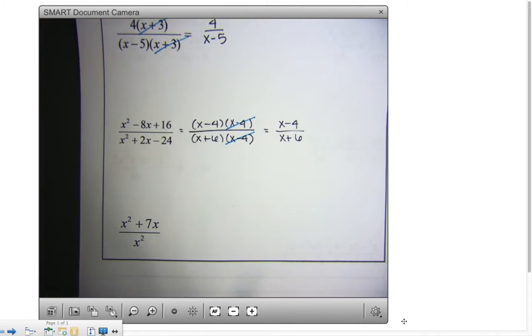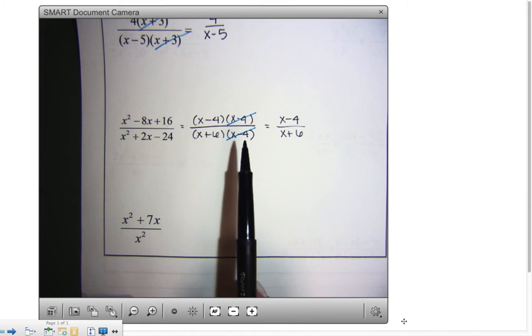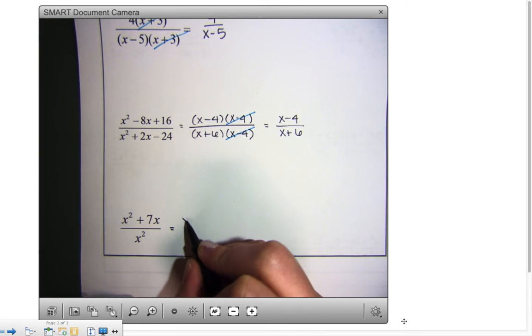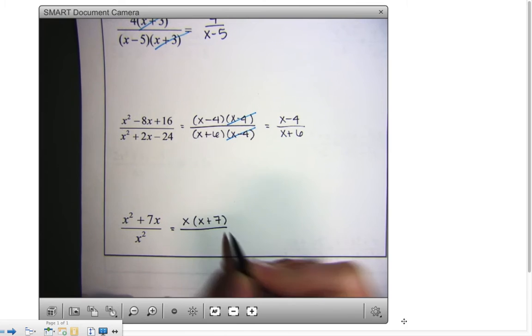The last one I wanted to throw out because we're not factoring using this method, but we're just looking for a greatest common factor because we've got two terms. So in the numerator, notice that they both have an x in common, so I can factor out an x there. I'm left with x plus 7.